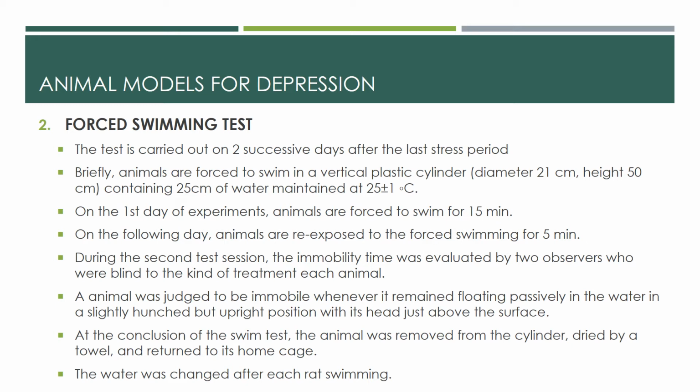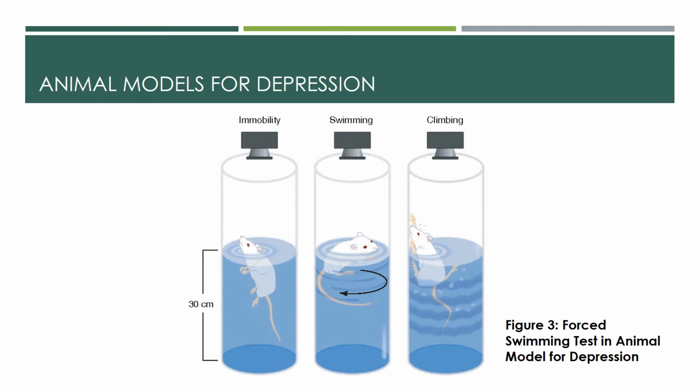During the second test session, the immobility time was evaluated by two observers who were blind to the treatment of each animal. An animal was judged to be immobile whenever it remained floating passively in the water in a slightly hunched but upright position with its head just above the surface. At the conclusion of the swim test, the animal was removed from the cylinder, dried with a towel, and returned to its home cage. The water was changed after each rat swam. This is the apparatus for the forced swim test. Here is the immobility of mice, there is swimming, and there is climbing.